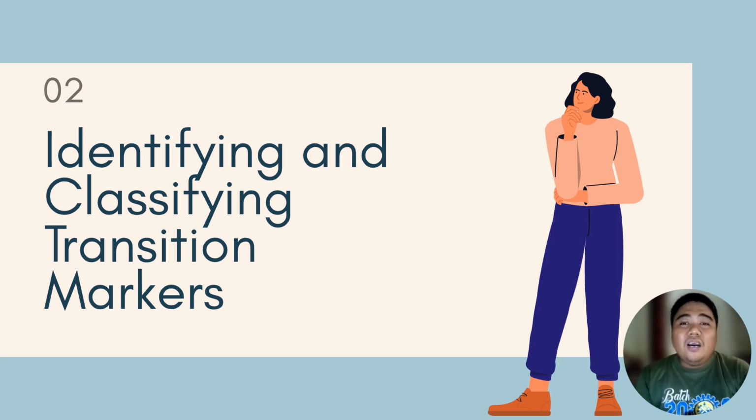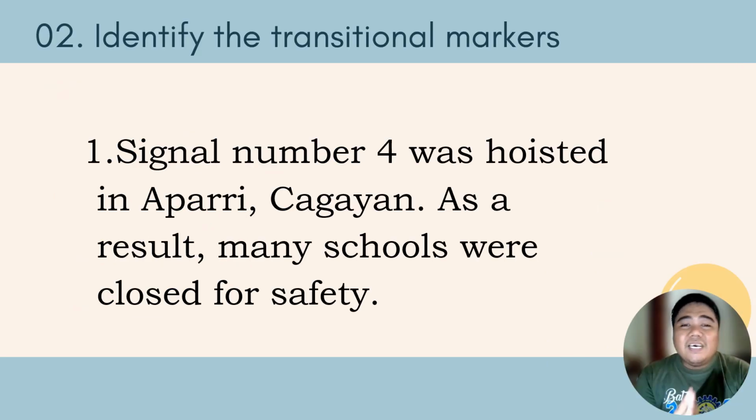Okay, so those are the functions of transitional markers in our writing. Now, let's see if you can identify and classify transition markers. Are you ready? For your first task, you are going to identify the transitional markers. Take note that in some items, there may be more than one transitional marker present. Okay, so let's start with number one.